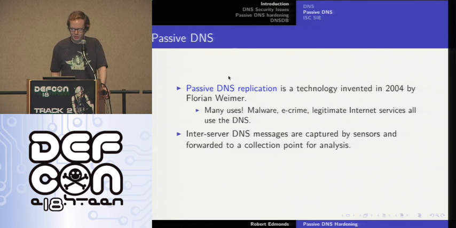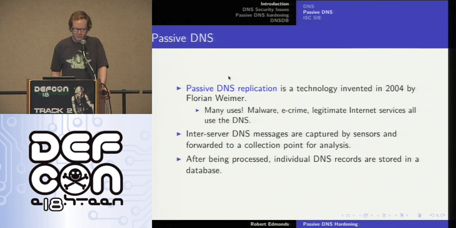Passive DNS replication basically consists of a number of passive sensors that listen to the packets that are generated when a DNS cache performs a lookup. The packets are then forwarded to a central collection point for analysis. After the packets captured by a passive DNS sensor are submitted to the collection point, they're then parsed and analyzed and reduced into a stream of individual records that we then permanently store in a database.